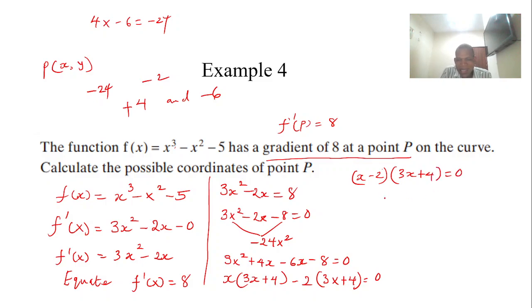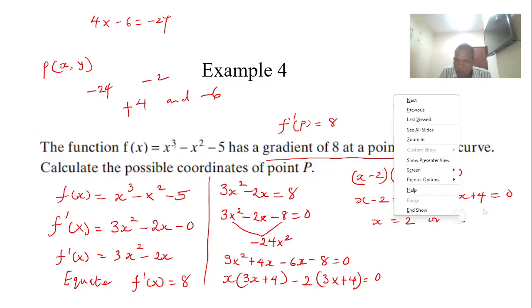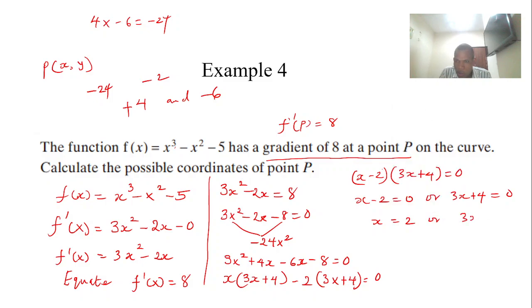Now how do I find the values of x? Either the first bracket is 0, or the second bracket is 0. The value of x here is 2, or you move the plus 4 across to the other side and I have negative 4, so the value of x here is negative 4 over 3. So this gives us the values for x. Mind you, these are just the values of x.